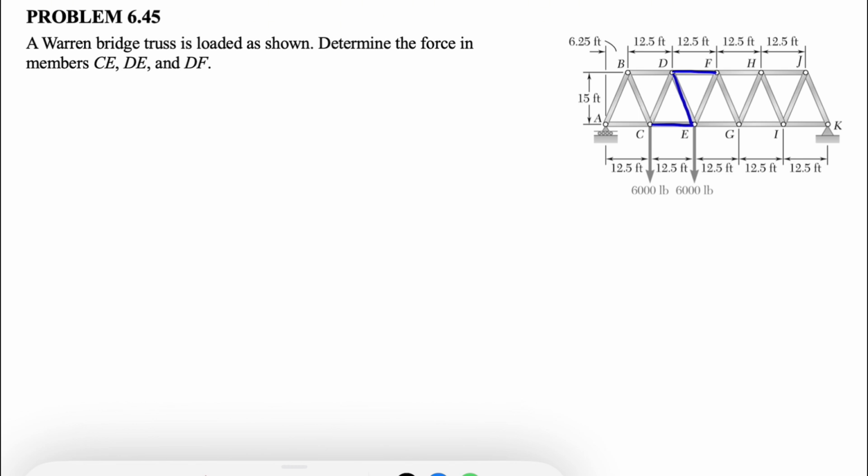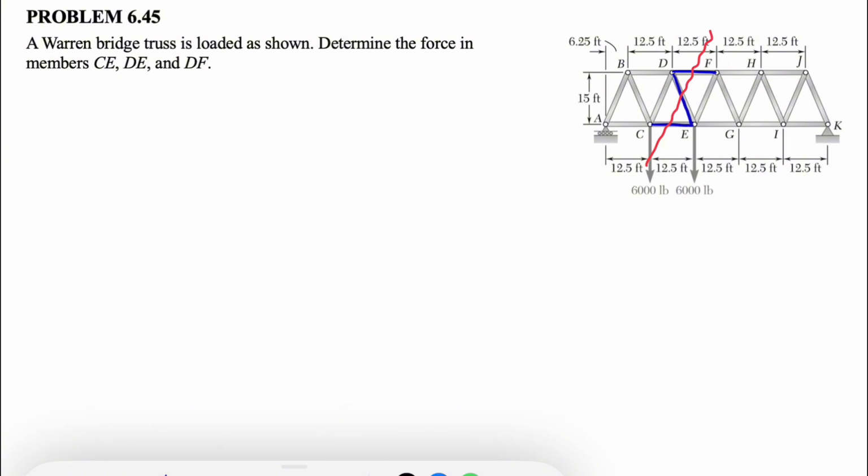The section that we're going to pick has to pass through these members, which makes sense to do a section like this. And we can go with either the left half of the truss or the right half. It seems to be easier to go with the left half.